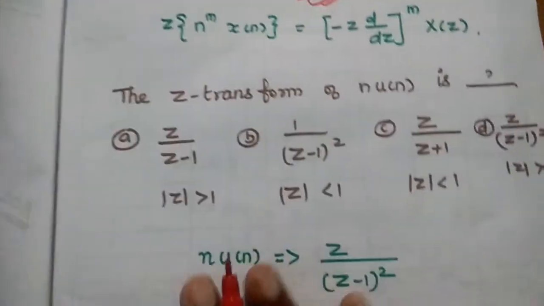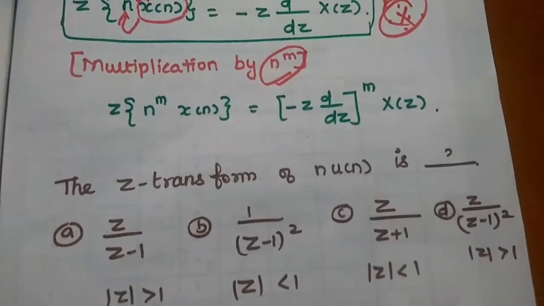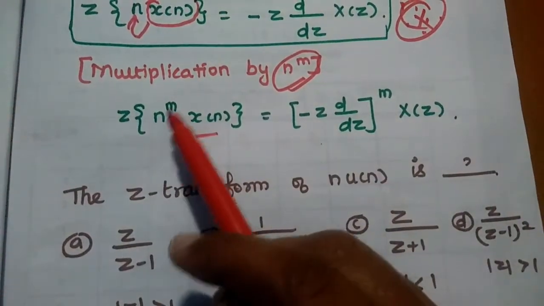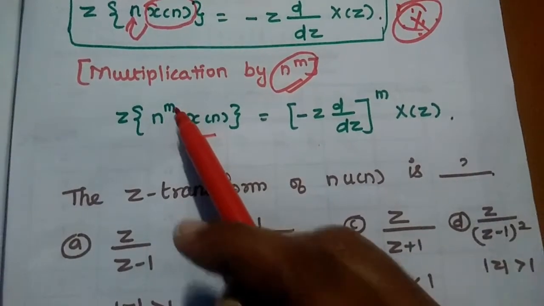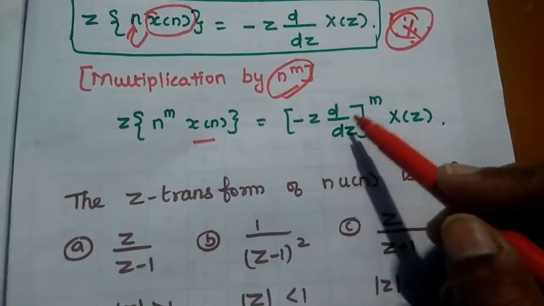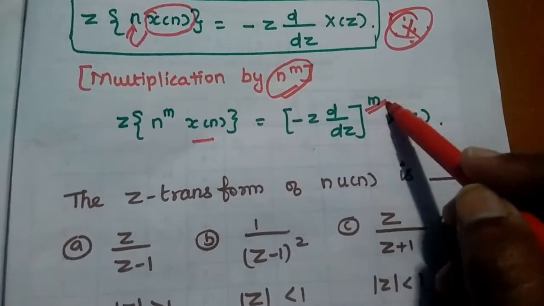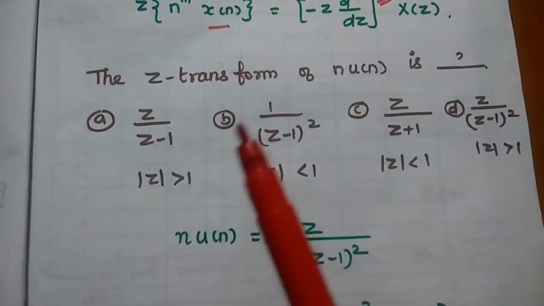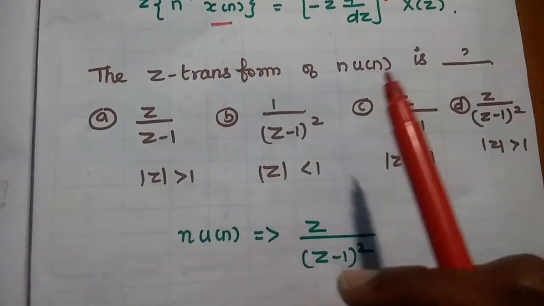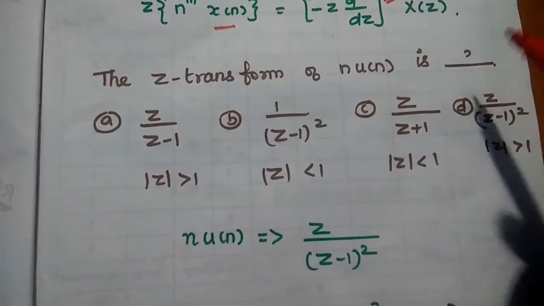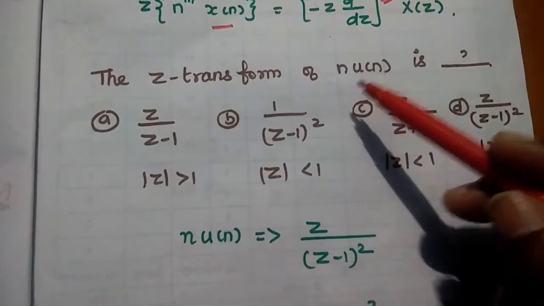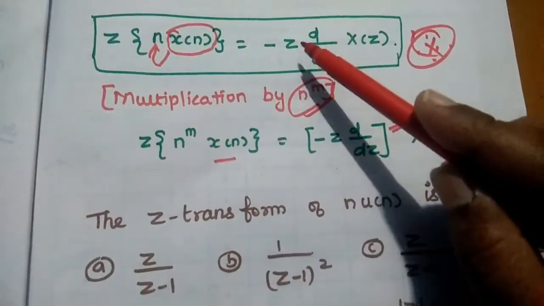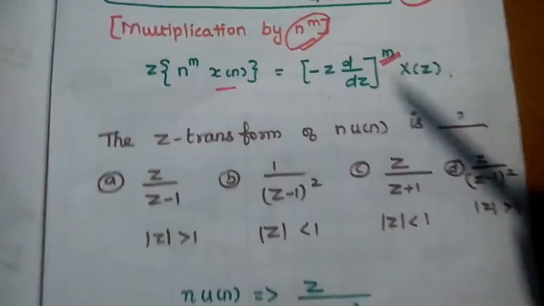Okay, so here the questions are like this. If we are going to multiply the x of n by n power m, some values, at that time we are going to differentiate with respect to that power value. So questions are like this. The Z transform of n into u of n is, what's the answer? So n into u of n. Here we know that n into x of n value is minus z d by dz of x of z.